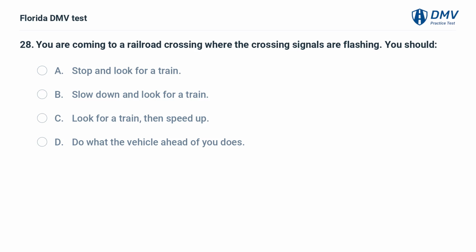You are coming to a railroad crossing where the crossing signals are flashing. You should A. stop and look for a train. B. slow down and look for a train. C. look for a train, then speed up. D. do what the vehicle ahead of you does.